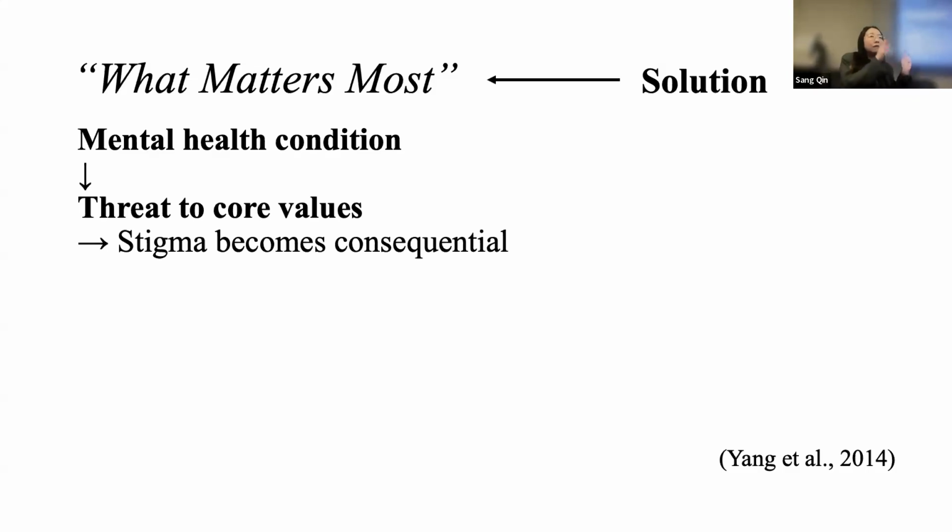Do I have a good job? Do I have good grades in school? Those are the core values of the community. When those are threatened, they start to recognize that as stigmatized. It's not the mental health piece that's being stigmatized. It's the functioning piece being stigmatized. And that tells us how we want to design the solutions.